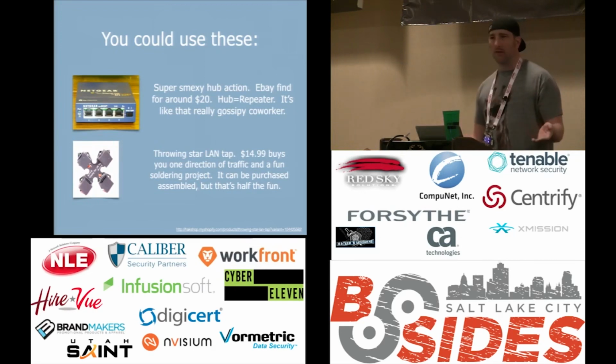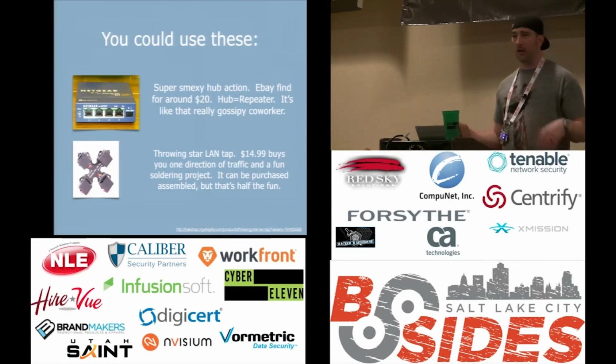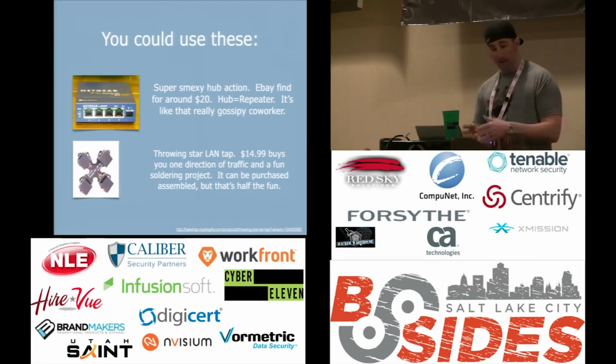Because a hub is a layer 1 device. It's a repeater, right? It's like your really gossipy coworker. Everything it hears, it just blabs back out, so to every single port without discretion. So if you have multiple destinations for your packet capture and only one source, switches don't always like that as much, where hubs have no problem with that at all.